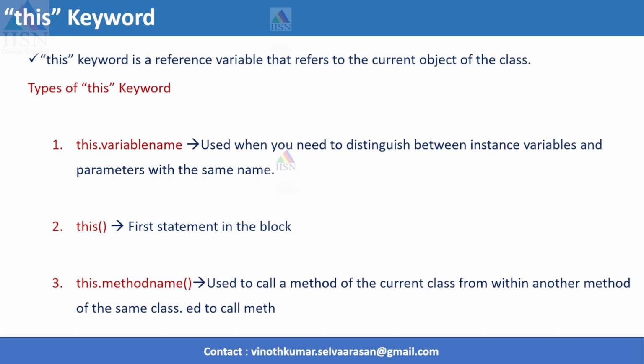It can be categorized into three types. One is this dot variable name, another one is this open parenthesis, close parenthesis, another one is by using this dot method name. So let's see what is this dot variable name. Here we are going to use this dot variable name to showcase the distinction between the instance variable and the parameterized constructor variable when they have the same name. We are going to see it in detail in the implementation part.